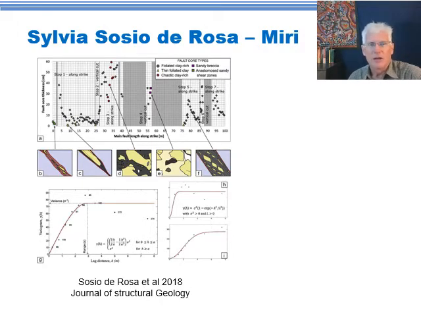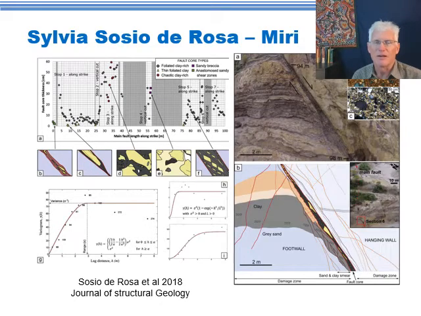Now, if we go and look at the Miri example from Silvia Sosio de Rosa's paper, here's one of the key diagrams. The plot at the top shows the fault core thickness on the vertical axis versus strike length, or distance along strike, on the horizontal axis. And Silvia has done a great job at characterizing the outcrops in general. So here are some examples, very good photography, and then very good mapping on the 1 meter and less scale. Very good exposures as well.